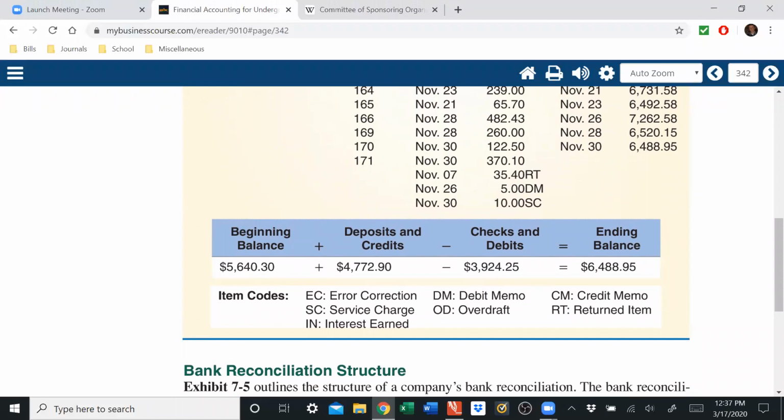And then service, SC service charge, $10. This is just a charge that the bank is charging Wilson Corporation for doing business with the bank. It's just a charge by the bank to the company. It could be for maintaining the company's lockbox. When you bank with a bank, you can have a lockbox at that bank, which is a physical box that you can put really important items in.